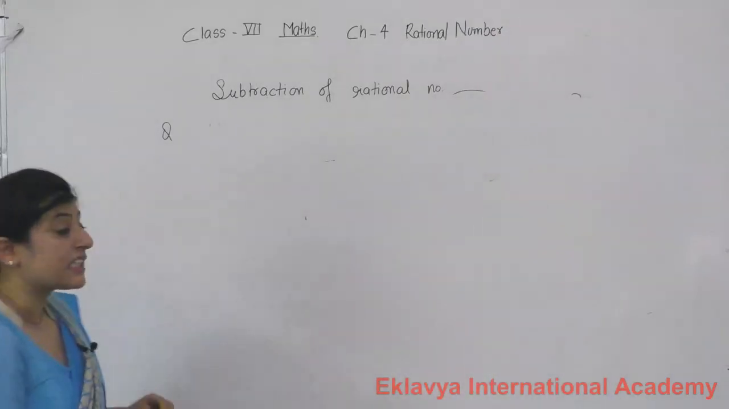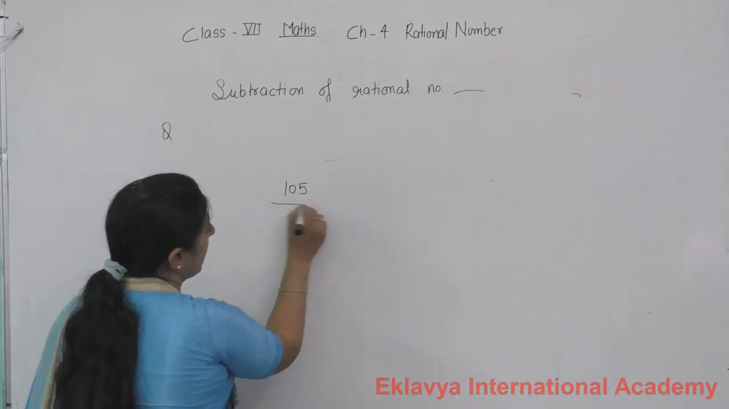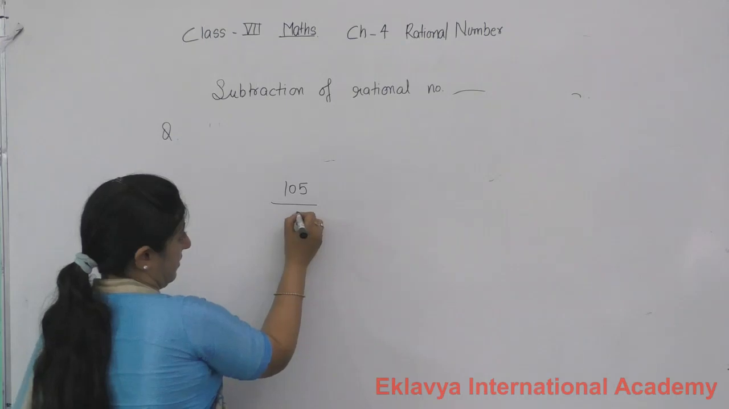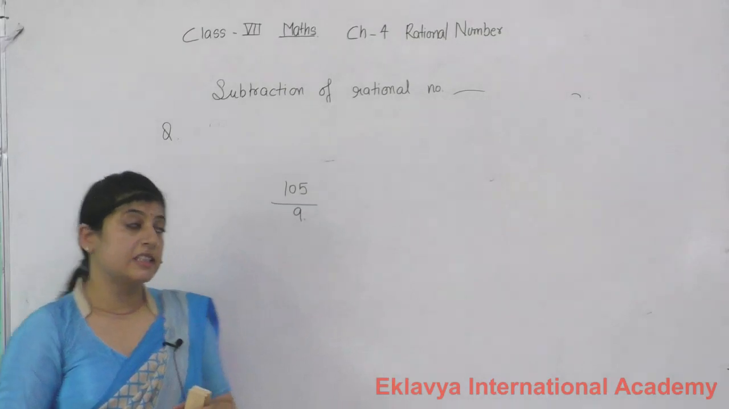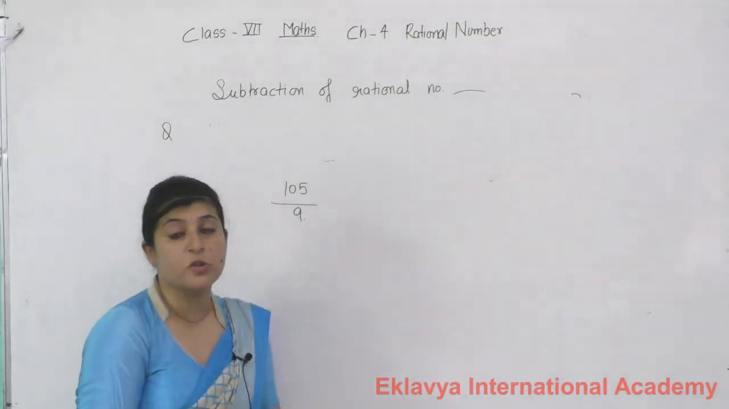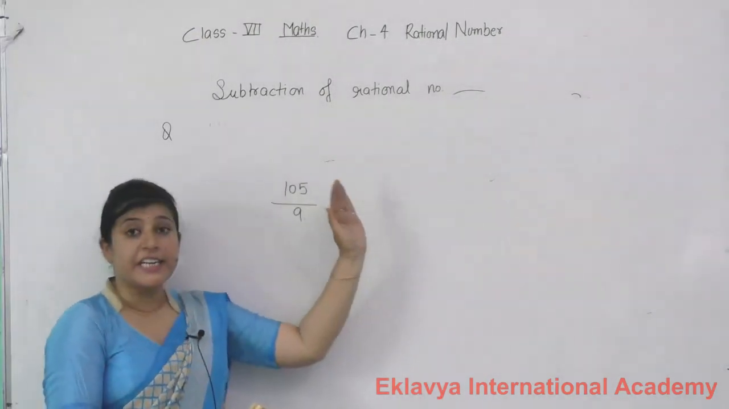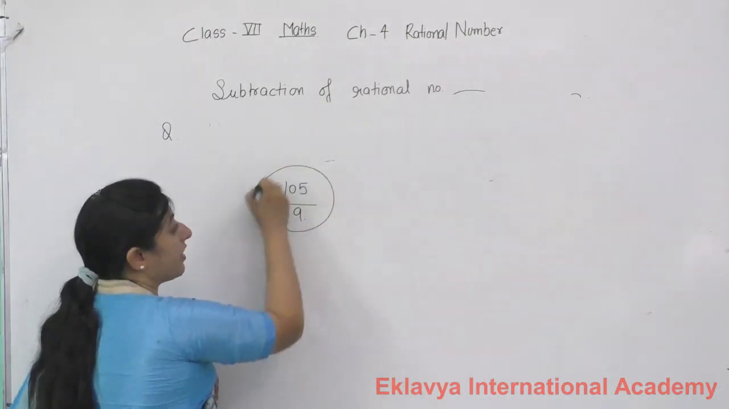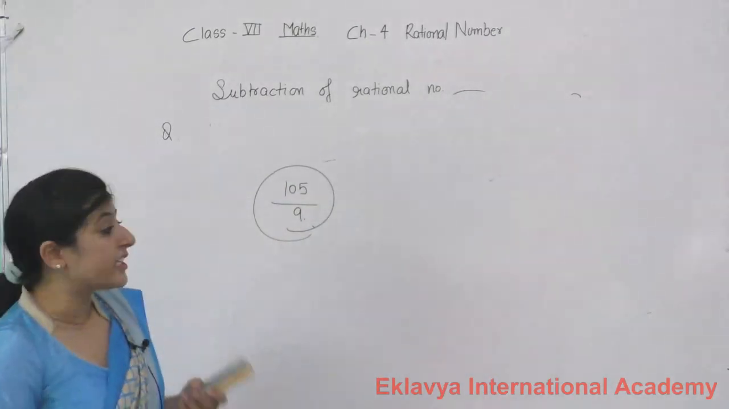Suppose any number is given to you, that is 105 upon 9. This is a rational number. Obviously it is in p by q form and q does not equal 0, so it is a rational number. What is our question here? Convert it into a sum of two rational numbers.